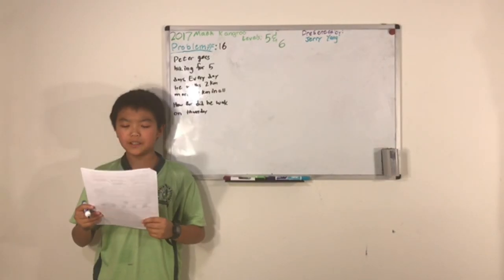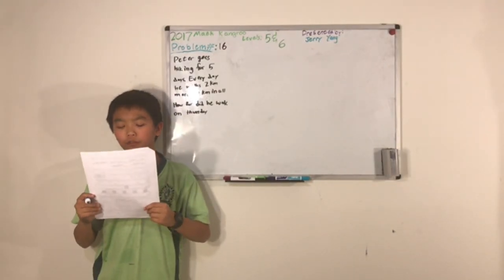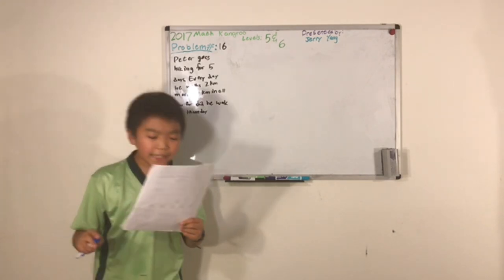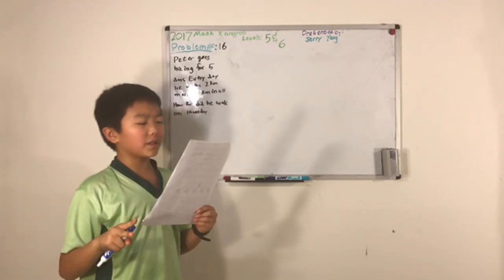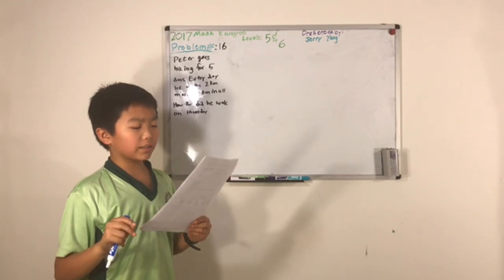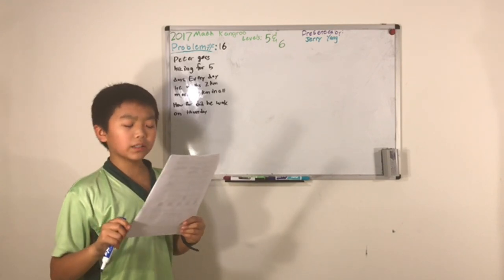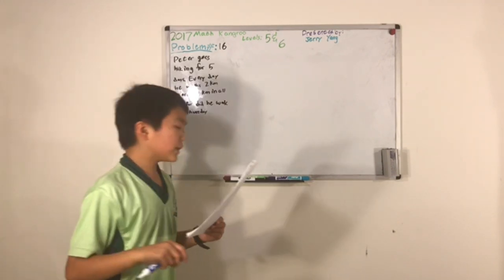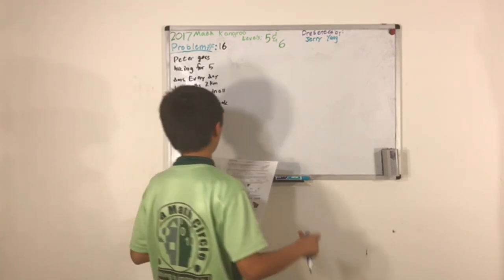Problem 16. Peter went hiking in the mountains for 5 days. He started on Monday and his last hike was on Friday. Each day he walked 2 kilometers more than the day before. When the whole trip was over, his total distance was 70 kilometers. What distance did Peter walk on Thursday?